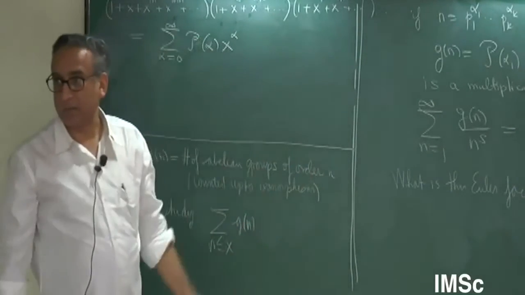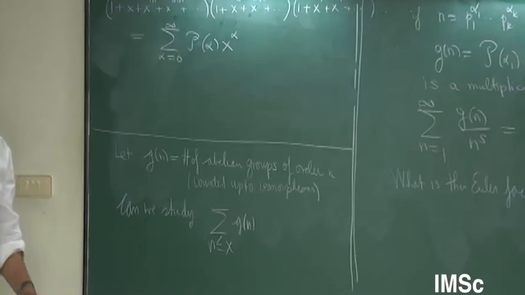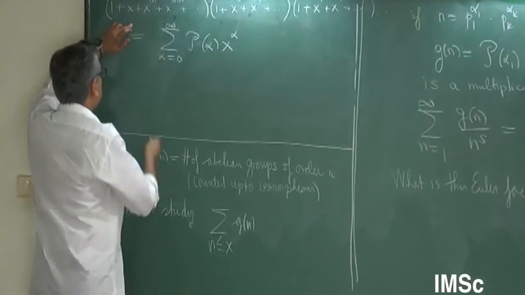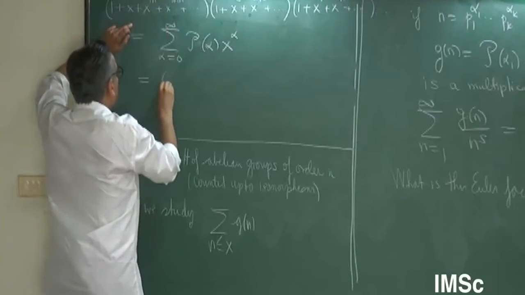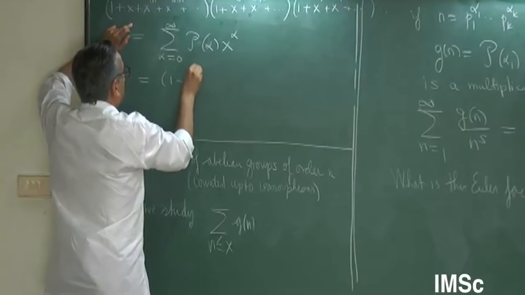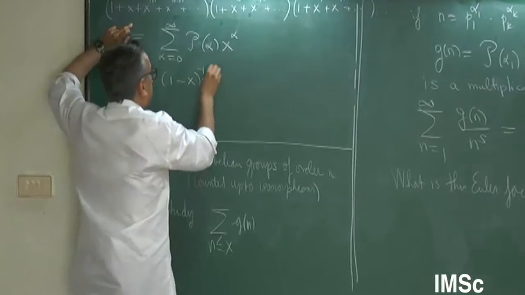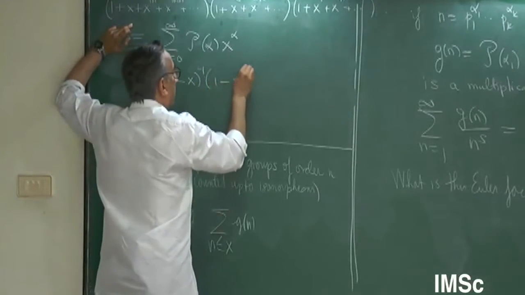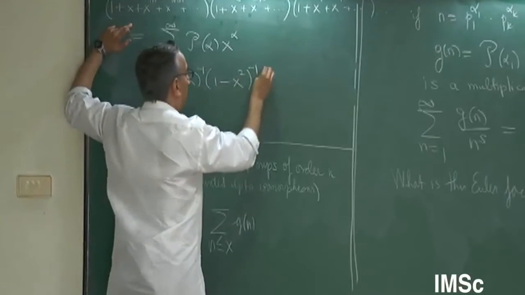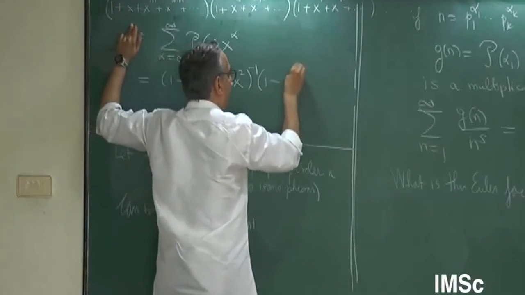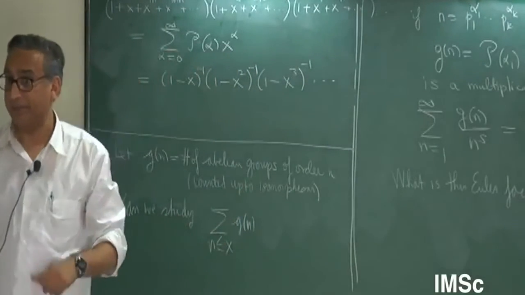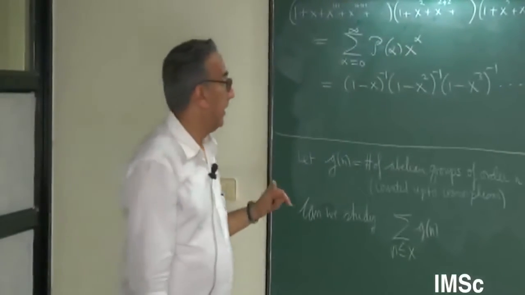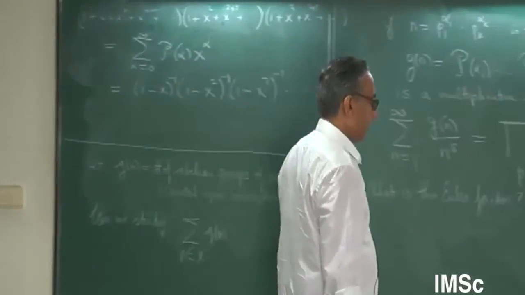This is something that you can just think about at home if you don't see it off the top of your head. Okay, so now these are very easy. What is this? This is just a geometric series. Yeah, exactly. So it's 1 minus x inverse. The next one is 1 minus x squared inverse, 1 minus x cubed inverse, dot, dot, dot, right? So I figured out that power series. And so now I can answer this question here.